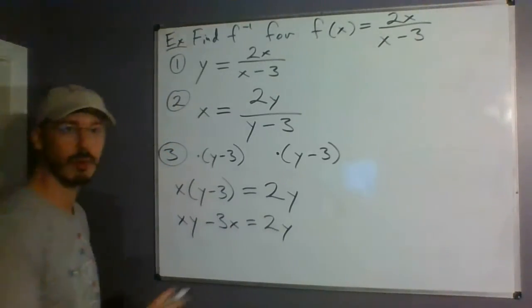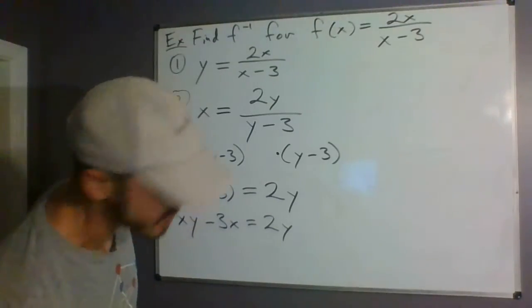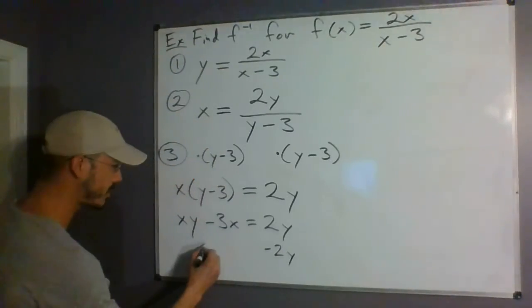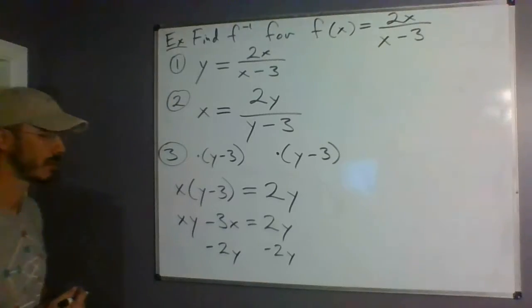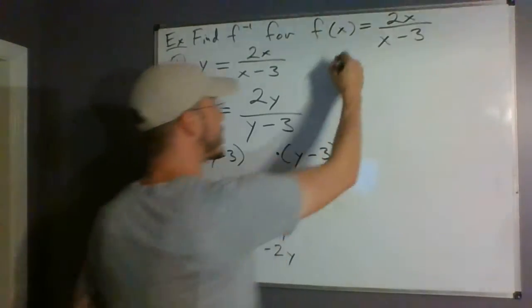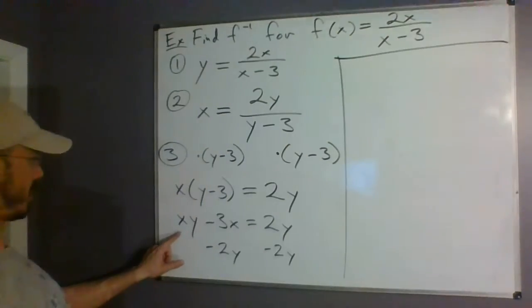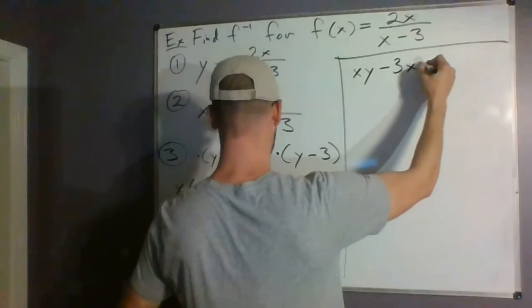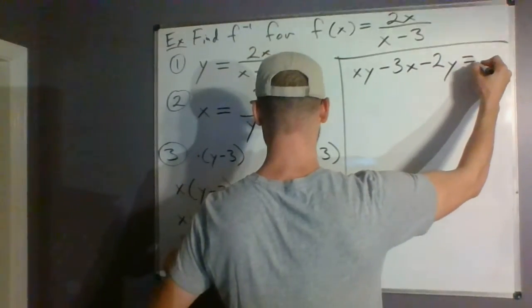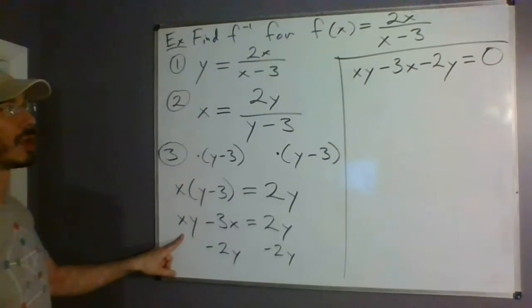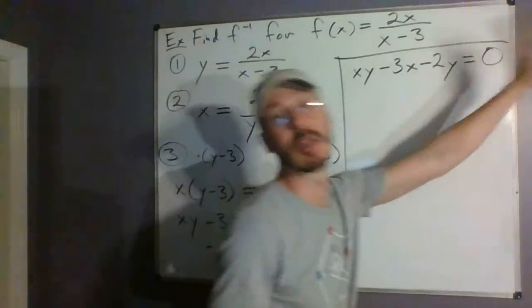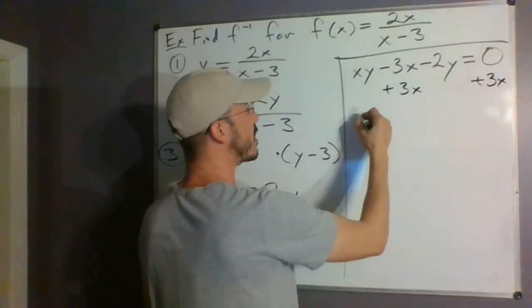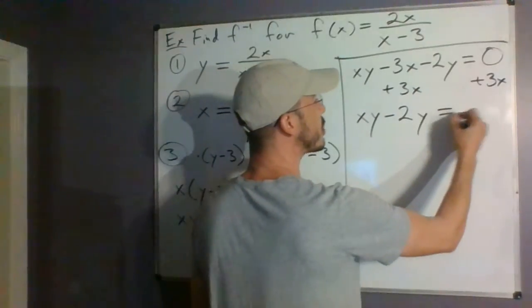And then I need to get all the y variable on one side of the equation. I'm going to do it like this. I'm going to subtract 2y from both sides to get, let's see, xy minus 3x minus 2y equals 0. But I want to get the stuff that doesn't have y over there, so plus 3x on both sides. And that's xy minus 2y equals 3x.